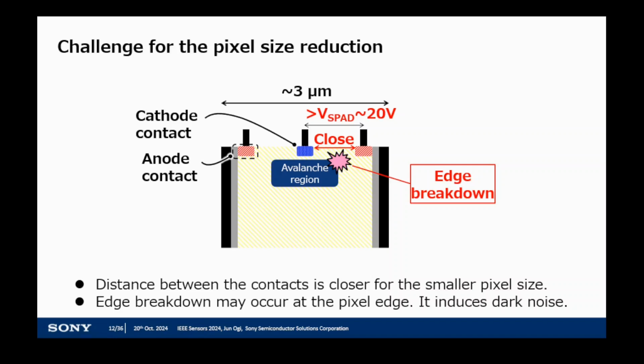This figure shows the typical structure of a SPAD pixel. The distance between anode and cathode contact is very close, and the electric field at the pixel edge is very high in such a small pixel. The high electric field causes breakdown at the pixel edge, and this increases the dark count rate. This unwanted breakdown is called an edge breakdown.